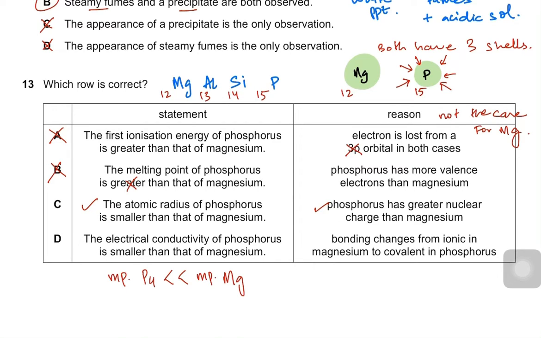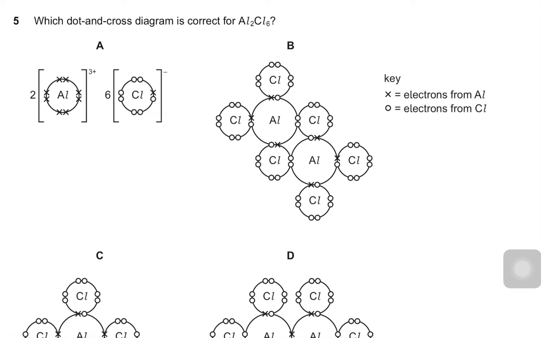Let's see option D still for our satisfaction. The electrical conductivity of phosphorus is smaller than that of magnesium, obviously because phosphorus is a non-metal with covalent bonding. Bonding changes from ionic in magnesium to covalent. That is wrong. Ionic bonding is not in magnesium. Magnesium has metallic bonding. It's a good confusing point here because people might think that magnesium is ionic bonding. Pure magnesium is a metal, guys. It has a metallic lattice. Let's do this question. It says, which dot and cross diagram is correct for aluminium chloride?